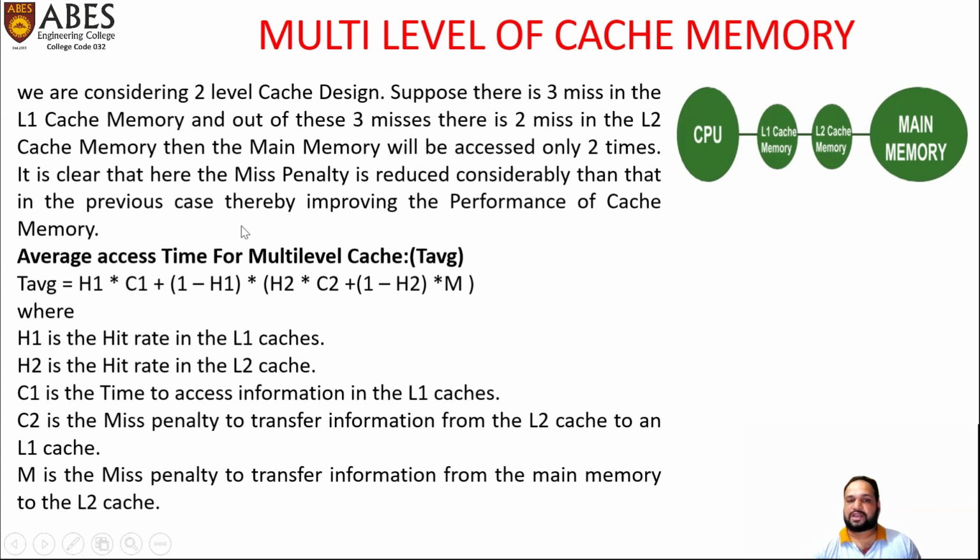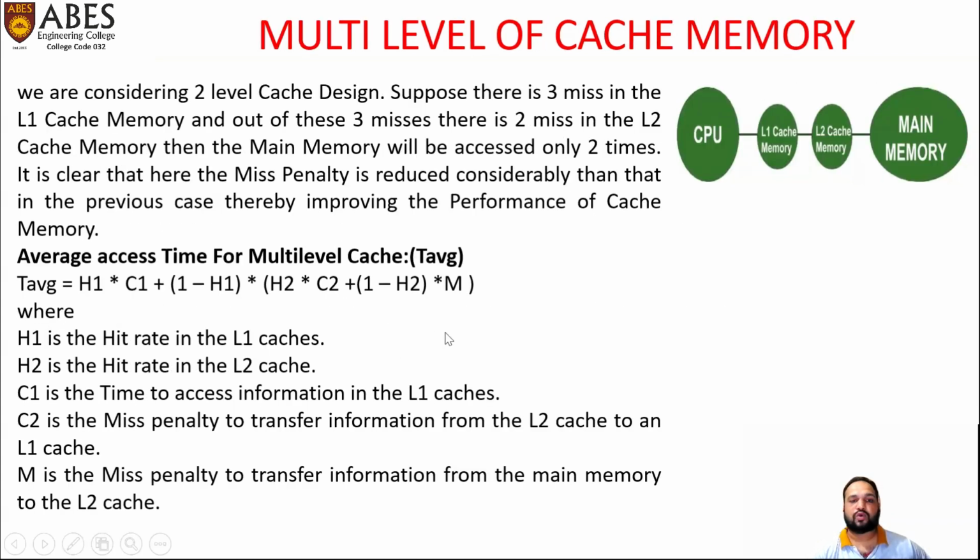What is the average access time for multi-level cache? The average access time, T average, is calculated as H1 multiplied by C1, plus (1 minus H1) multiplied by H2 multiplied by C2. In a similar manner, we can also add the H3 level. What are H1, H2, H3 and M over here? H1 is the hit rate in the L1 cache. H2 is the hit rate in the L2 cache. Similarly, if we are using an L3 cache too, H3 would be considered as the hit rate in the L3 cache.